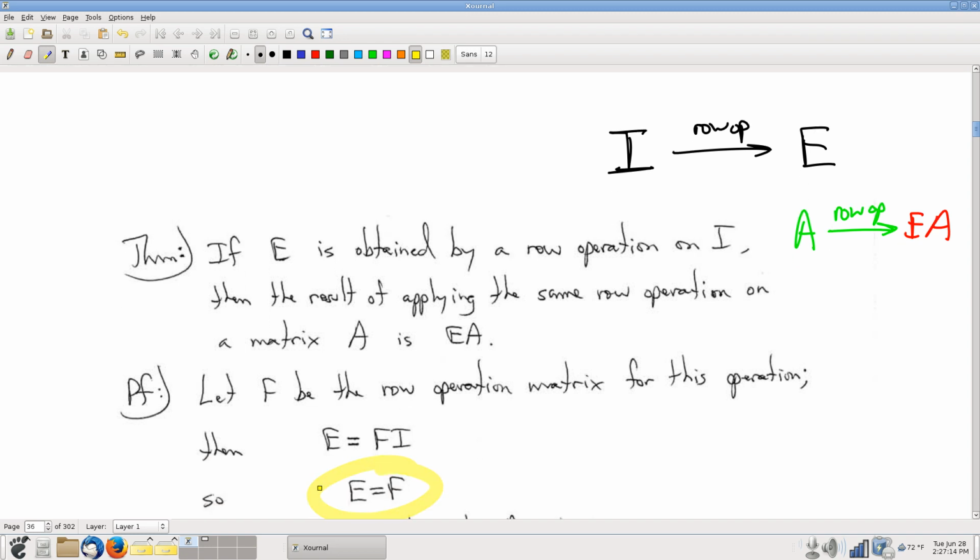Okay. Well, if that's what we're given, notice that means E equals F. This is immediate from the algebra. In particular, this is the identity matrix. I can scratch it right off. So E is equal to F. And this is most of what we needed.